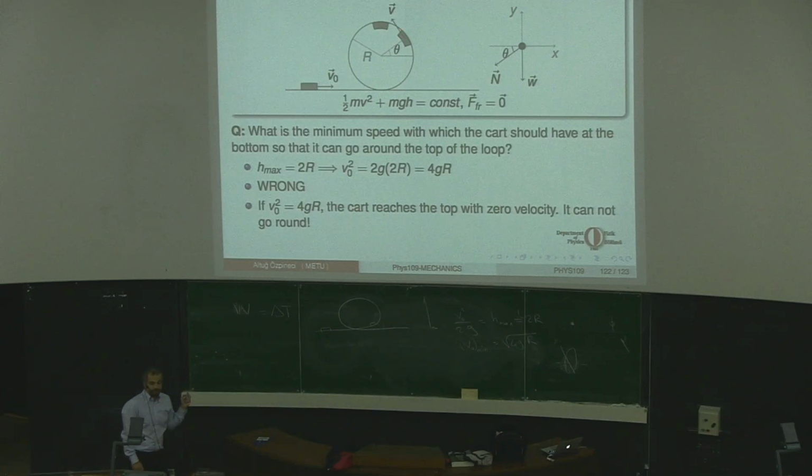So this is the wrong answer. Because if this case, when the cart reaches the top, it will have zero velocity. If it has zero velocity, it just falls down. It will not be able to go around. If you want it to go around, at the top, it should have some velocity, some speed. So that rather than falling down, it will just continue in this direction.